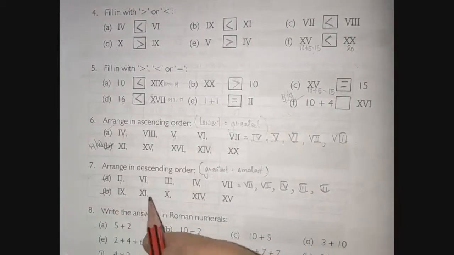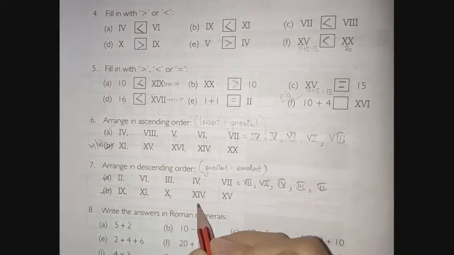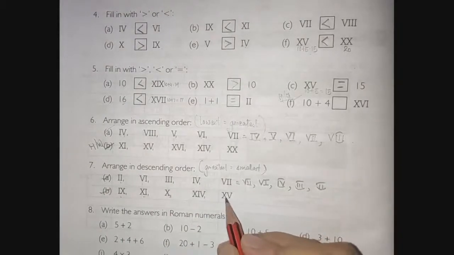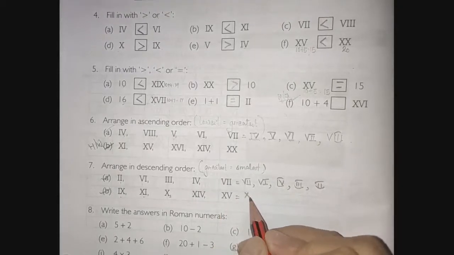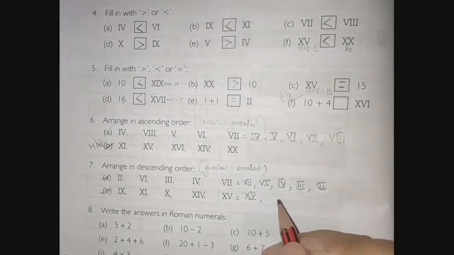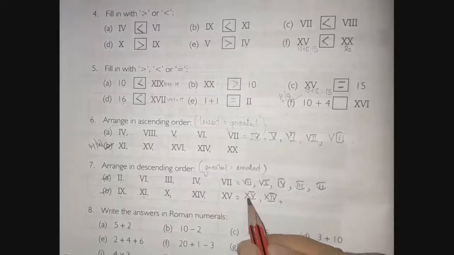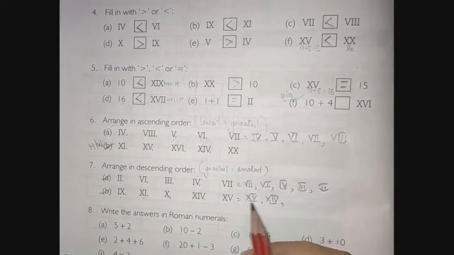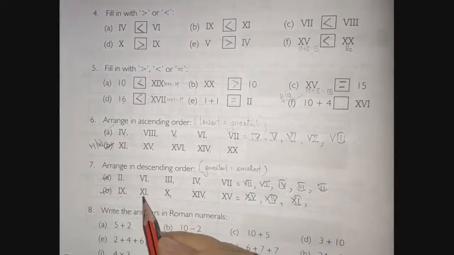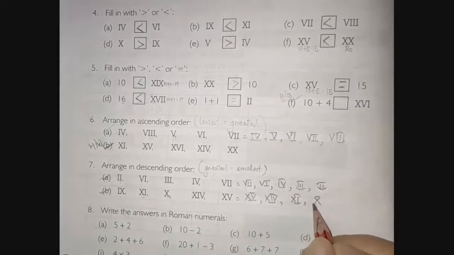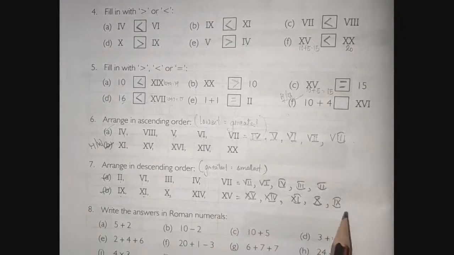Now next number B, children. IX means 9, XI means 11, X means 10, XIV means 14, XV means 15. So you can see XV is the greatest among all the numbers. So let me write XV at first. XIV is the second greatest number because XV means 15, XIV means 14. After that, XI, that is 11. After that, X is 10. After that, IX means 9. So here I have arranged the Roman numerals in descending order.